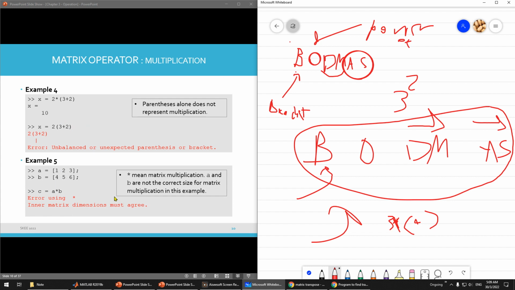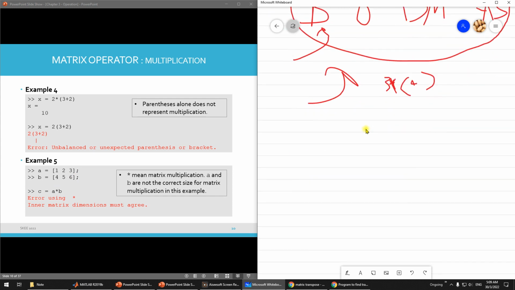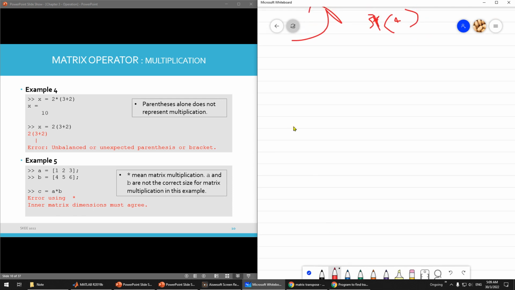So next, A is 1, 2, 3. This is 1 multiplied by 3. B is 4, 5, 6. Let me draw this, easy for you to see. So A is 1, 2, 3, and then you multiply by 4, 5, 6.